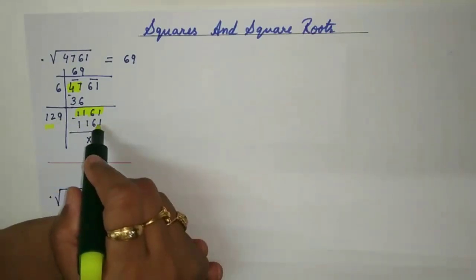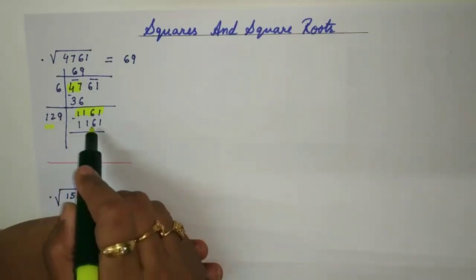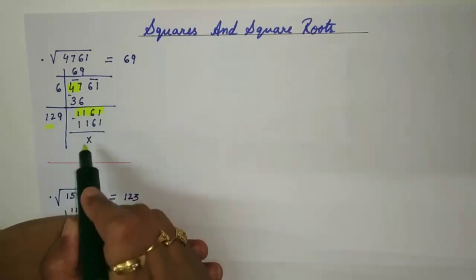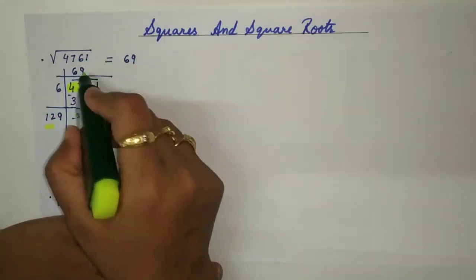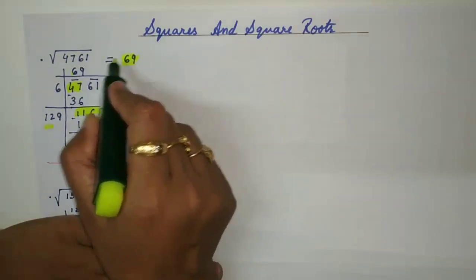9 9s are 81, 8 carried. 9 2s are 18 plus 8 is 26. 9 1s are 9 plus 2, 11. 1161. The remainder is 0. So the answer is 69. Answer is 69.